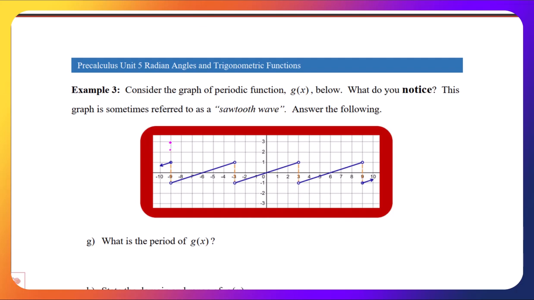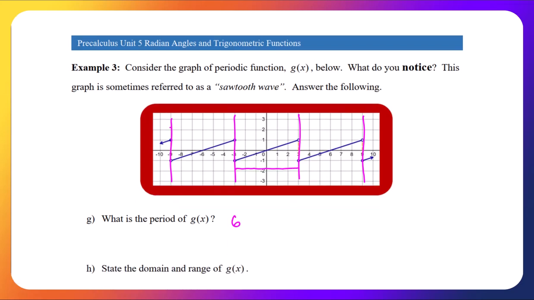The graph below is also periodic because this portion is a Xerox copy of this portion, is a Xerox copy of this portion. So the period is 1, 2, 3, 4, 5, 6. The domain goes forever left and right because of the arrows, so that we go from negative infinity to infinity.